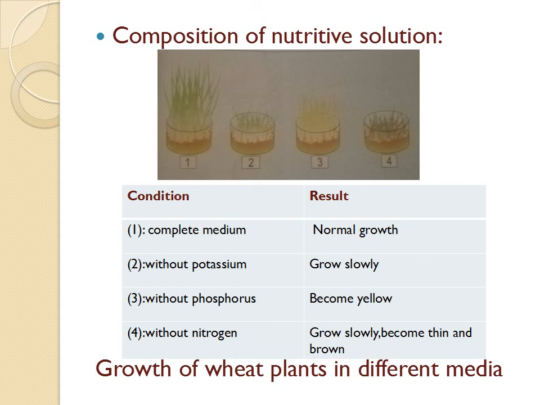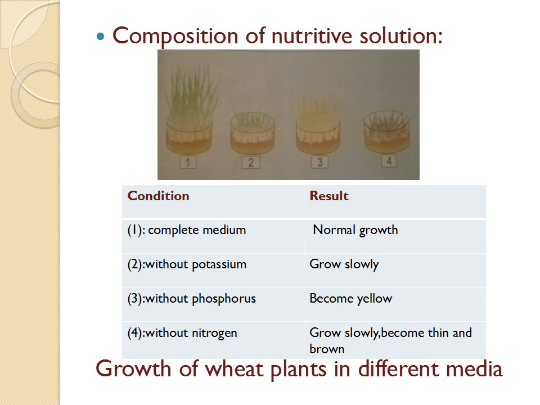Now let's look at this figure. In this figure we have four different groups of wheat plants that grow in different conditions. The first group of wheat plants grows in a complete medium. Complete medium means that there is nothing missing in the medium that this green plant grows in. That means that it has all the minerals and water that this plant needs. As a result, it grows normally.